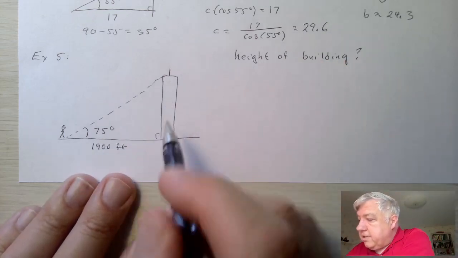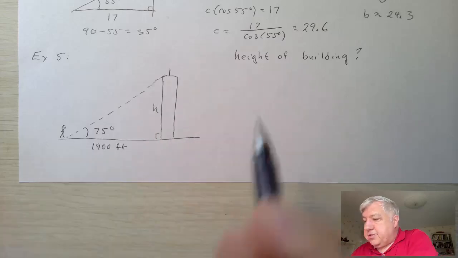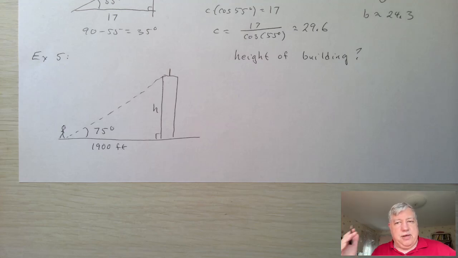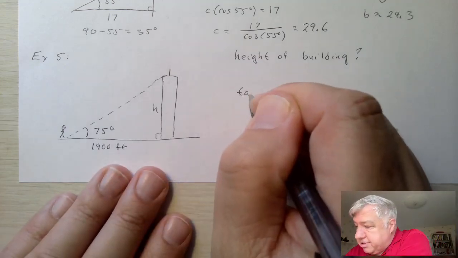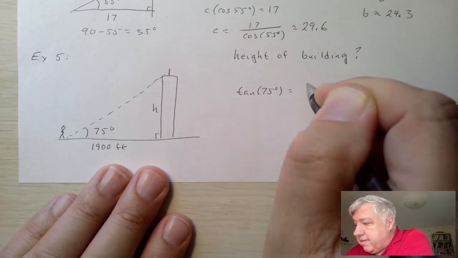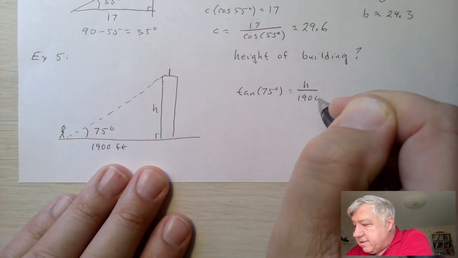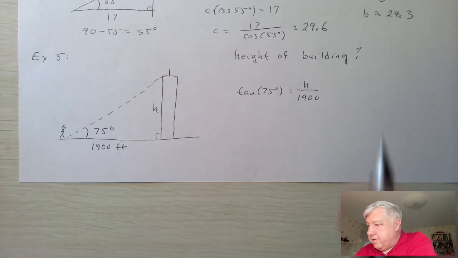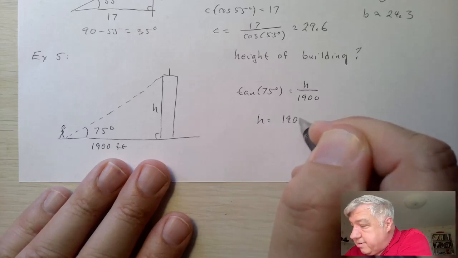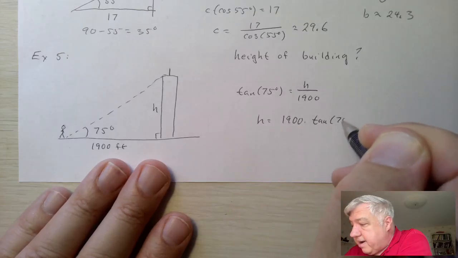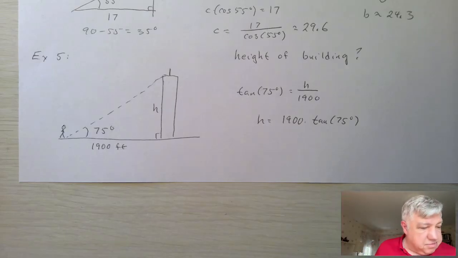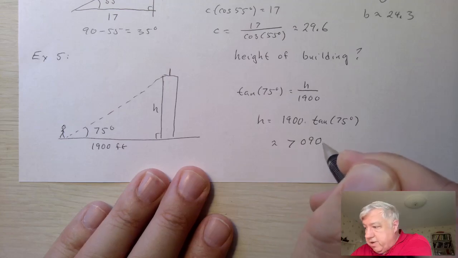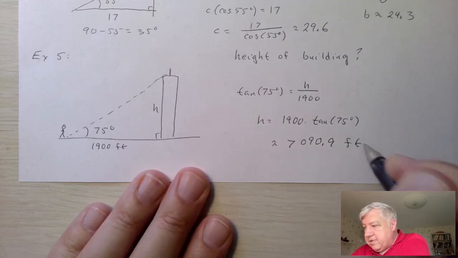If we call this h, the height h, this is the adjacent, this is the opposite. The trig function we want to use is the tangent, right? So we get that the tangent of 75 degrees would be the opposite over the adjacent. And then h is going to be 1900 times the tangent of 75 degrees, which is approximately 7,090.9 feet, I guess.